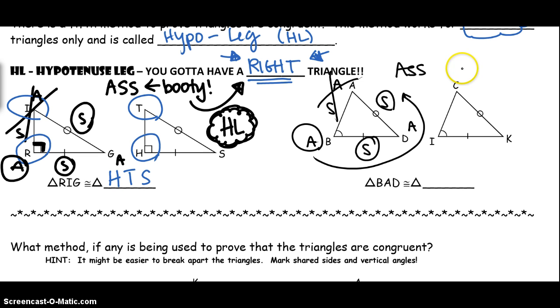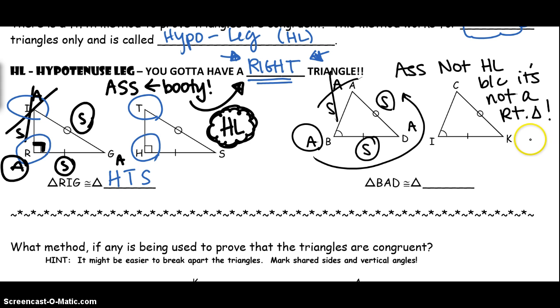Is it a right triangle? No. So it's not HL because it's not a right triangle. Okay? It's not a right triangle, so it's not HL. So guess what? You can't do this. You can't tell me they're congruent. Please don't tell me they're congruent when you don't have any theorems to say they're congruent, okay? So you cannot do that one. That one is a no-go, all right?